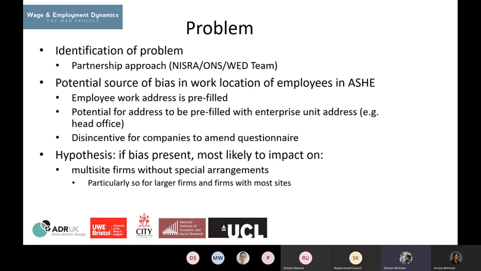Of the companies that do fill in the form by hand, the bias is most likely to be in those with most sites, as administratively it's going to be more burdensome to correct that for each and every site. And large multi-site firms are likely to be most impacted because they're likely to have more people in the ASHE sample. However, if you think about that, for the very largest of these firms, they may have greater resources to support this administrative work, so that might not hold.